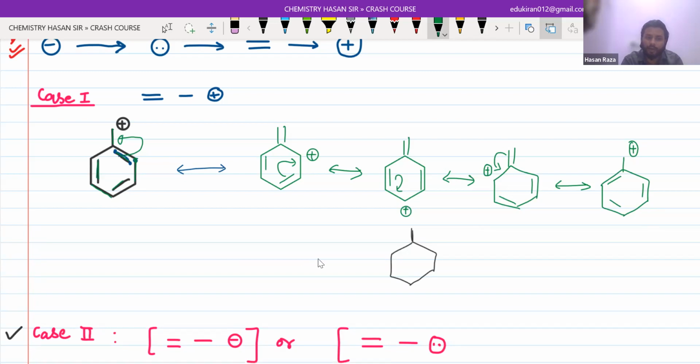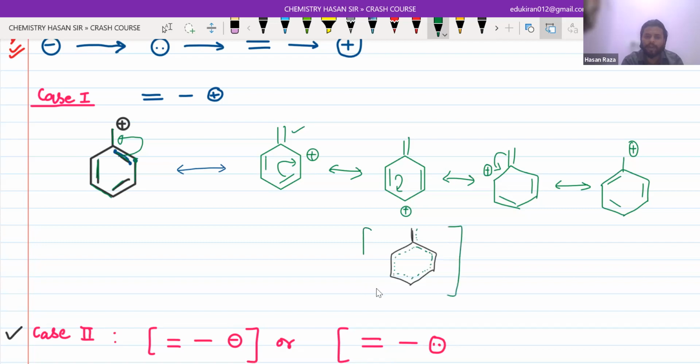Initially, it was here, so I'm gonna draw it here. And then it moves, then there was a double bond, and then there was a double bond. Now you can see the first, it moves to here, so I'm gonna show it here. Then it moves to here, then it moves to here, and then it moves to here.